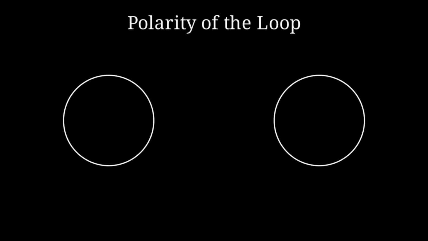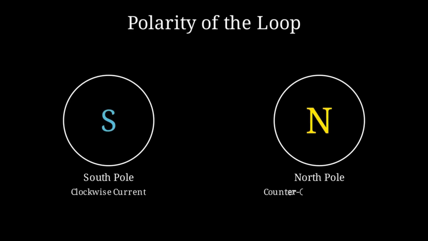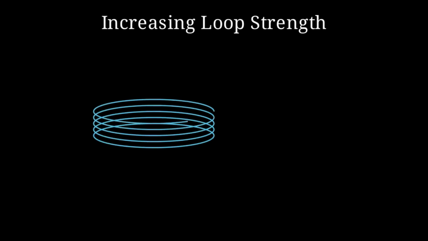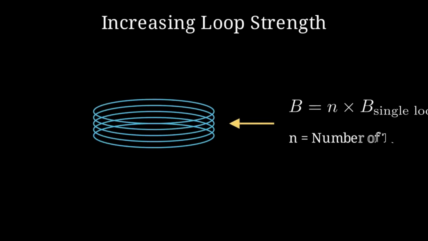A circular loop acts like a thin disk magnet. One face of the loop acts as a north pole and the other as a south pole, depending on the direction of the current flow observed from that face. To increase the magnetic field strength of a loop, we can increase the number of turns. The total field is the sum of the fields produced by each individual turn of the wire.